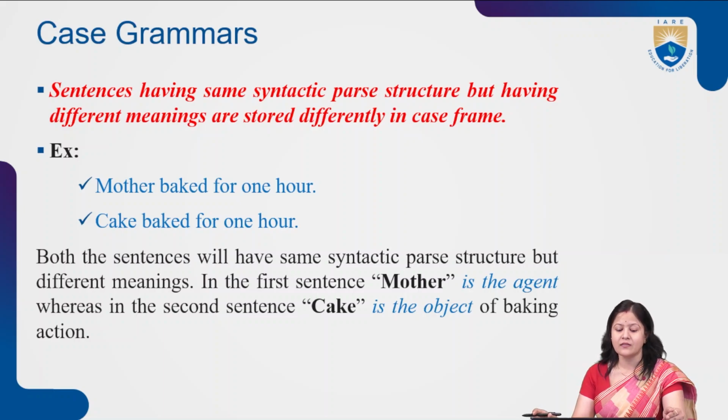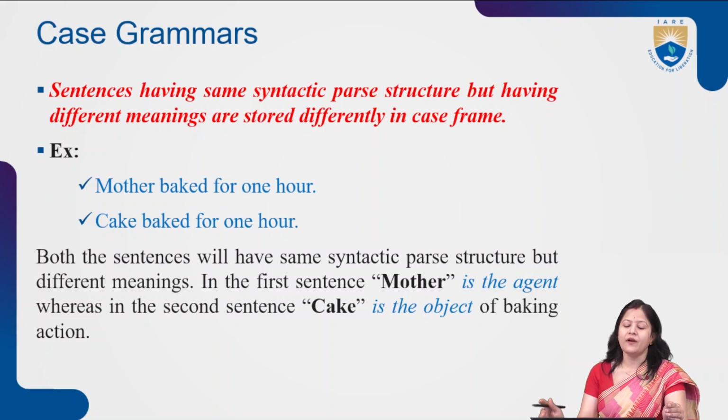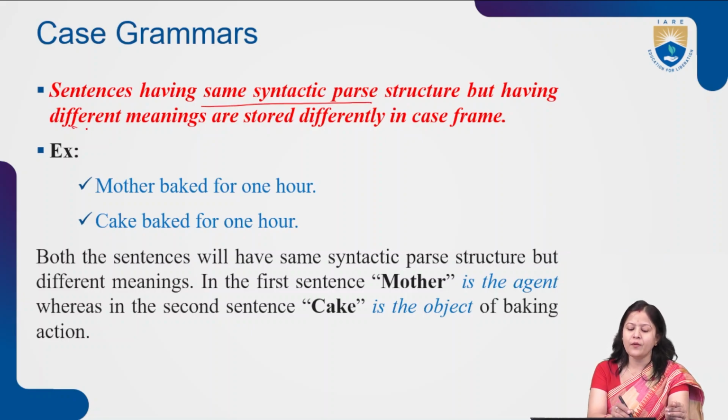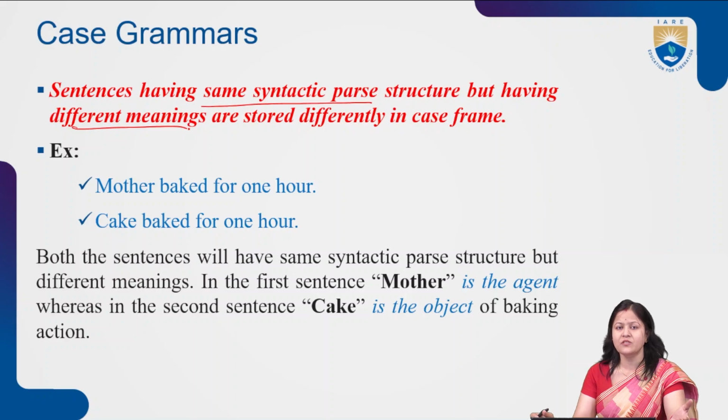This is the third scenario: sentences having the same syntactic parts. That means syntactically they are the same, and the representation of the sentences may be the same, but they have different meanings. Sentences that are syntactically parsed the same but have different meanings are stored in different case frames. This is another scenario in case grammar. Sentences may have different structure or syntax, or they may have the same syntactic parts, represented alike, but provide different meanings. In that case, they are stored in different case frames.